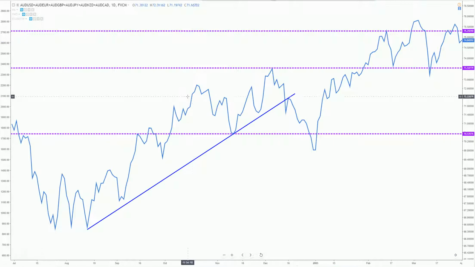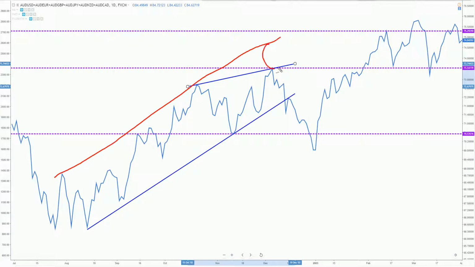Now, I should have drawn this back here. See it? It's wedgy looking. If you were to draw it like this, it didn't quite make it to the top. It's wedgy looking, fell apart. Now, here's something to remember. Just because a structure falls apart doesn't mean it's going to collapse.